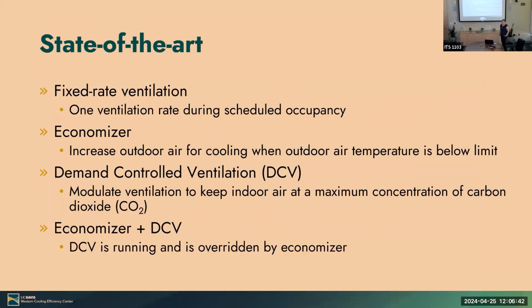So just to talk briefly about what the state of the art is, essentially what is done currently. Most classrooms just have fixed rate ventilation, meaning when the students are in the classroom, the fan for the HVAC system turns on and it provides one ventilation rate the whole time, and then it turns off. The next best thing that can happen is you have an economizer. What that means is when the outside air temperature is below a specified limit and the classroom needs cooling, it's going to bring in outside air for cooling.